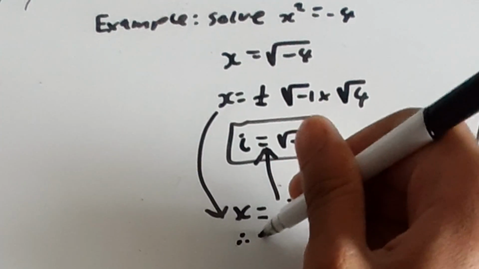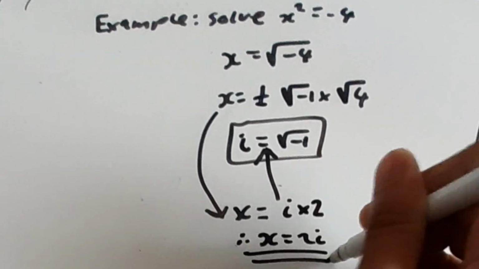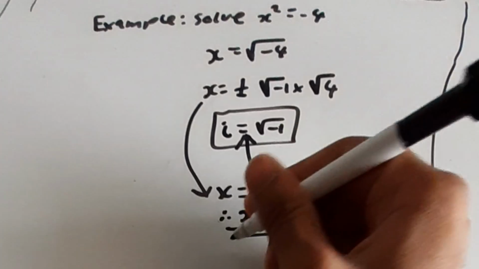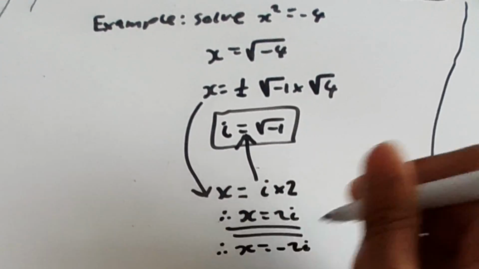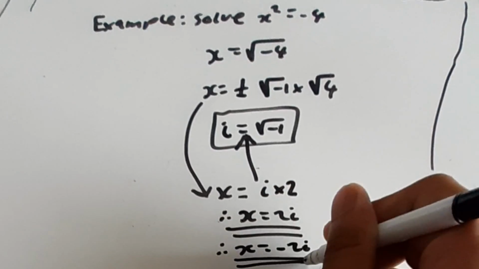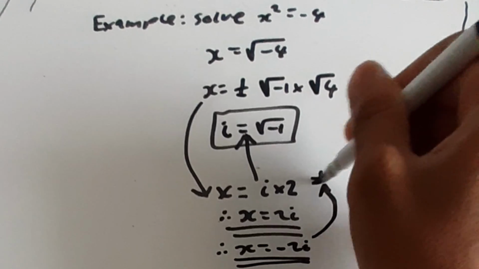Therefore, our final answer for this question is x is equal to 2i. And the other answer to this question would be x is equal to minus 2i. So we have two answers because of the plus minus symbol. I hope you have established a basic understanding of complex numbers from this introduction.